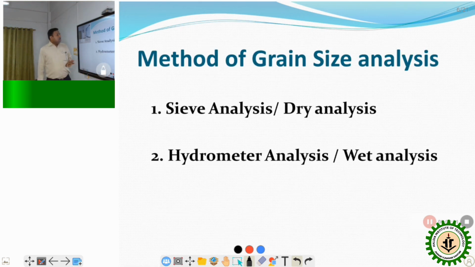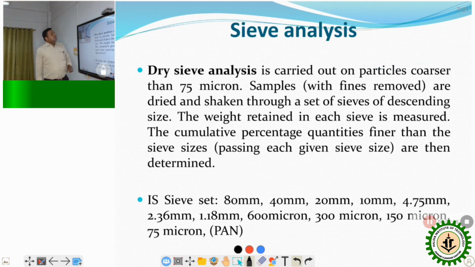Now comes the method of grain size analysis or grain size distribution. Basically there are two methods. One is sieve analysis, which may also be called dry analysis. Another one is hydrometer analysis or wet analysis. First comes sieve analysis. This sieve analysis can only be done for the coarse grain soil which has particle size more than 75 micron.